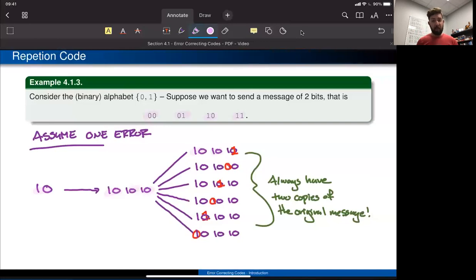So this notion of repetition does give me this approach of both detection and correction, because I know which one was in fact flipped, and I can actually fix that and tell you exactly what the original message was supposed to be.